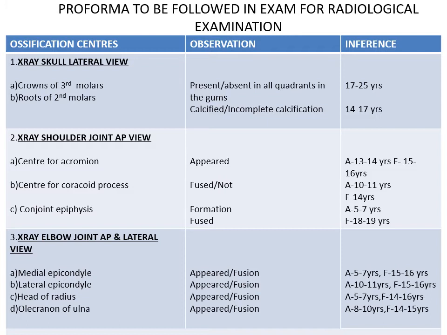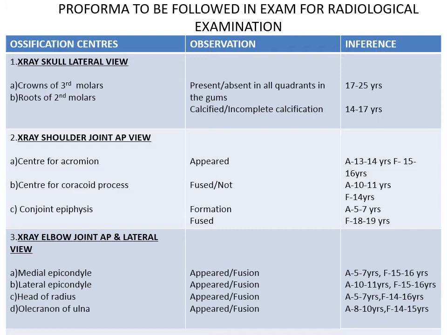So what are the centers we look for? The crowns of third molars. In a skull X-ray, we look for crowns of third molars, whether they have erupted or not, whether they are present in all quadrants or not, or the crowns are present in the gums. And then we look for roots of second molars which are calcified or incompletely calcified. So if they are present, the age is between so and so. If they have erupted, it is 17 to 25 years. If the roots of second molars have completed their calcification, it is 17 years.